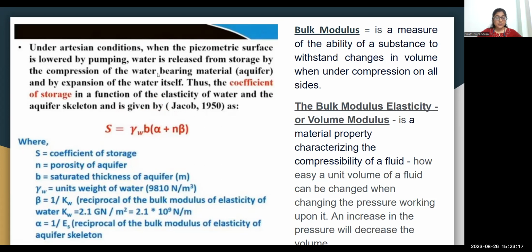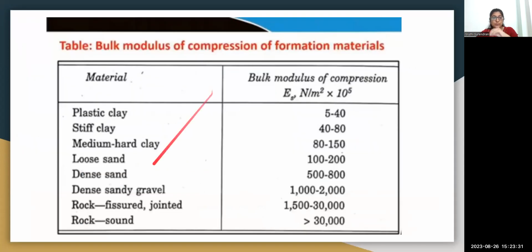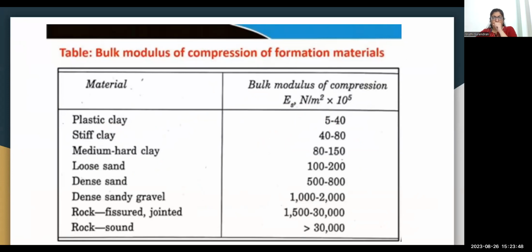In this expression, alpha and beta represent the reciprocals of the bulk modulus of elasticity of water and of the aquifer skeleton respectively. And there are values for different types of material. For plastic clay, it is 5 to 40 into 10 to the power 5 Newton per meter square. Then for stiff clay, it is 40 to 80.